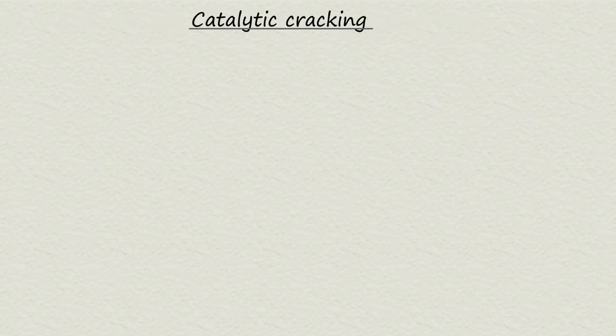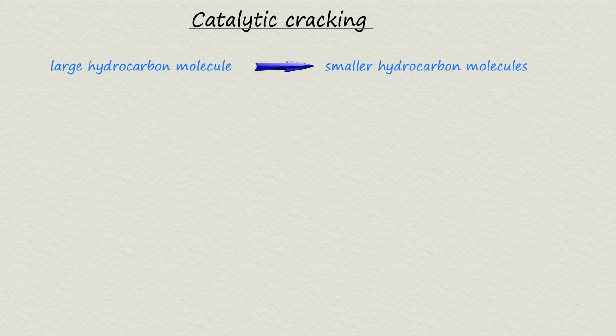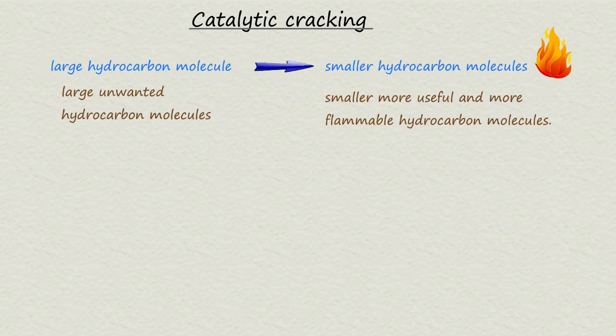Now, cracking can be carried out in various ways. In GCSE chemistry, we're only going to look at two different methods: catalytic cracking and steam cracking. Whichever method is used, recall that the whole point of cracking is to turn large unwanted hydrocarbon molecules into smaller, more useful hydrocarbon molecules. So let's start off by looking at catalytic cracking. As an example, consider the cracking of liquid decane into smaller molecules.